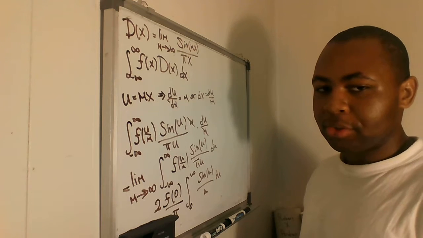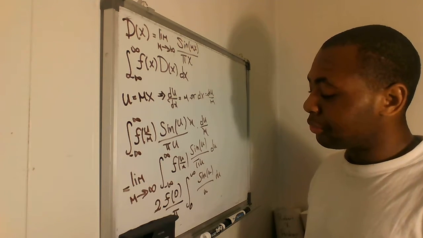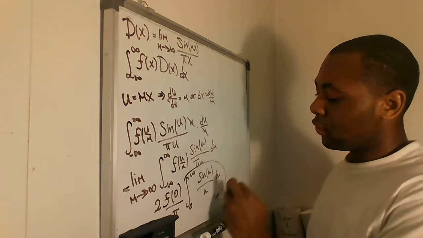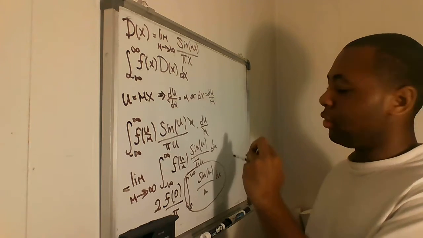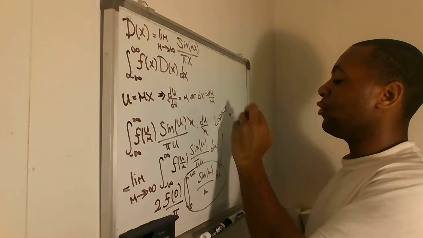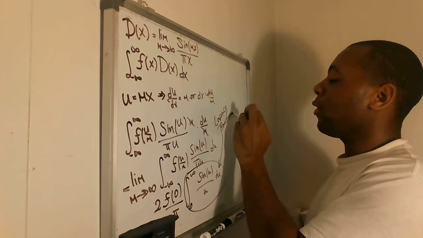Odd function over odd function is an even function. So it goes from 0 to infinity. I looked up the Laplace transform of this. If you don't know what Laplace transforms are, don't worry. I'm going to be going over a lot of this.